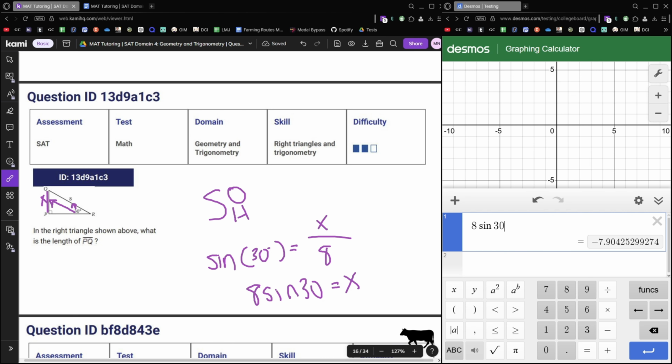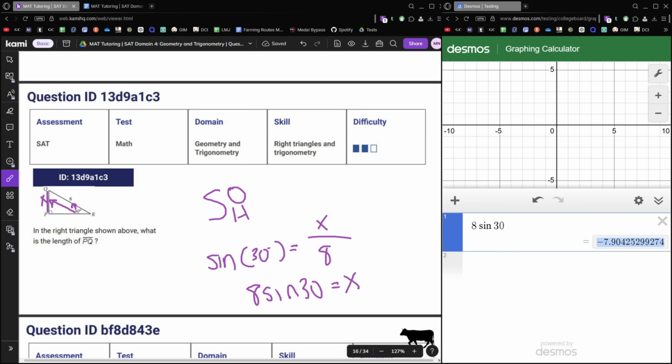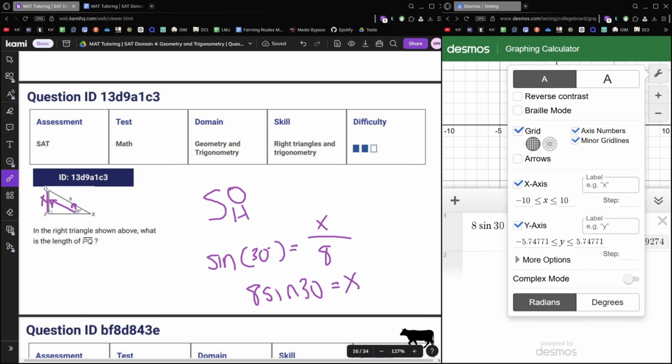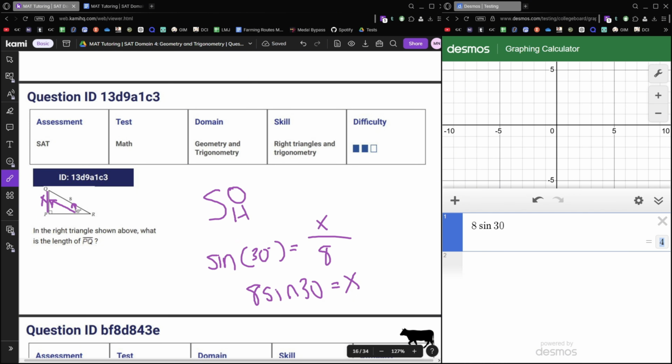8 sine 30. And this should be an indicator because the side length of a triangle should not be negative. So make sure that the calculator is in degree mode. Let's click this top right icon right here. And would you look at that, it's in radians. That's bad. We want to change that to degrees. And we get that our side length would be 4. And that sounds a lot better.